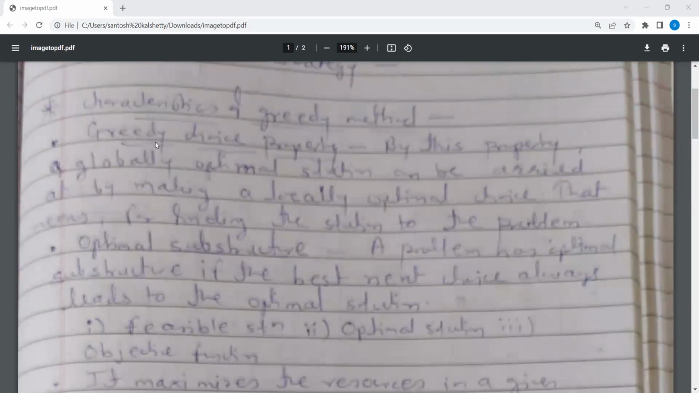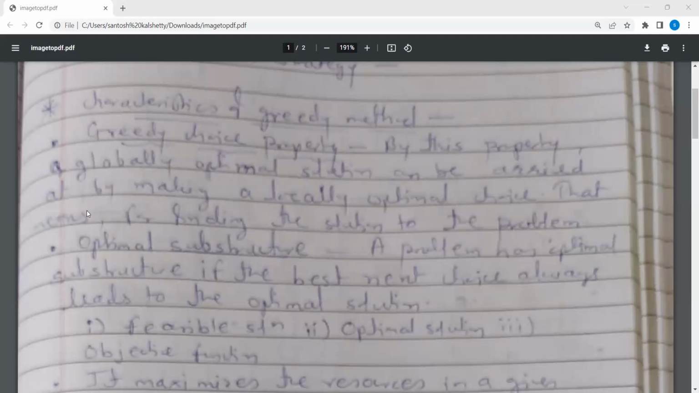First characteristic is greedy choice property. By this property, a globally optimal solution can be arrived at by making a locally optimal choice.